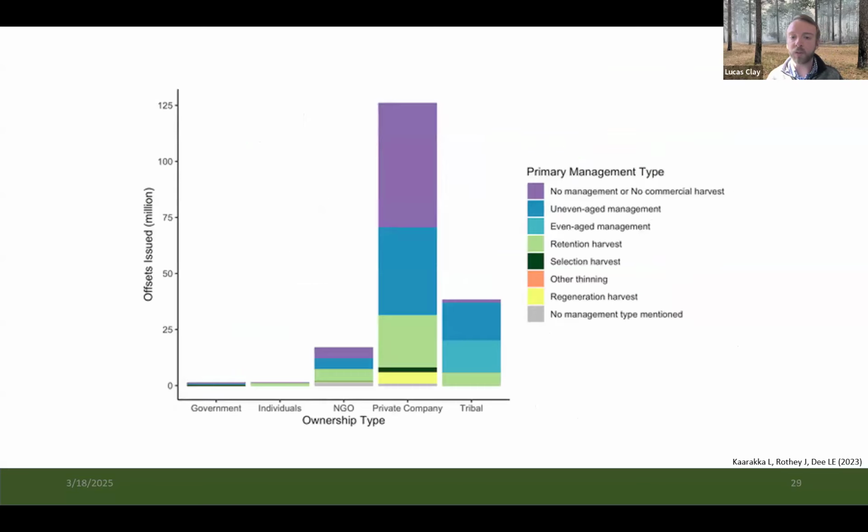So when we look at these different project types across the country, here are those primary management. As I mentioned before, that purple really sticks out. That's our no management or no commercial harvest. So that's going to be our avoided conversion type projects. And then you have uneven age, even age, and retention and selection harvest. All of these programs are typically like your improved forest management. And then we don't really have examples of afforestation here within this graph, but those are increasing.